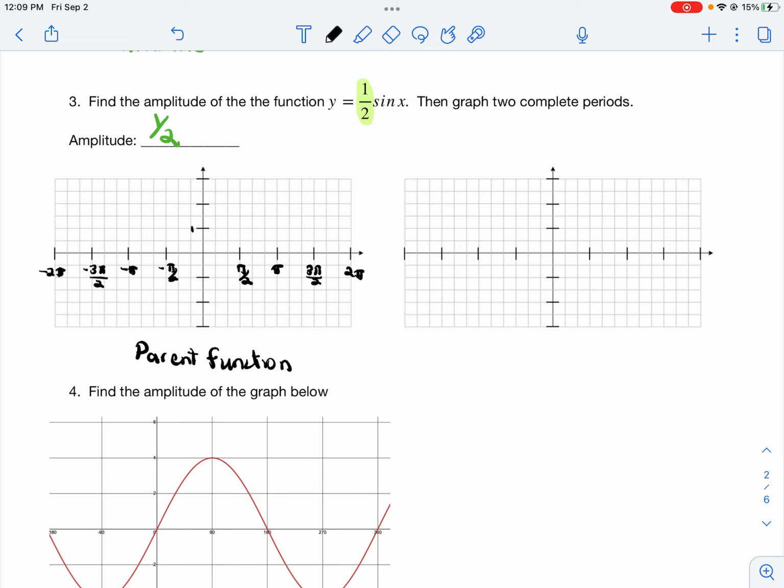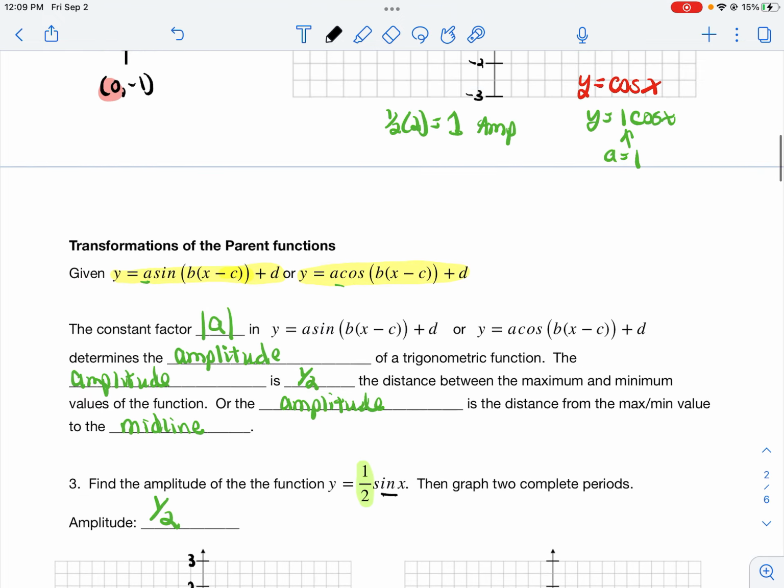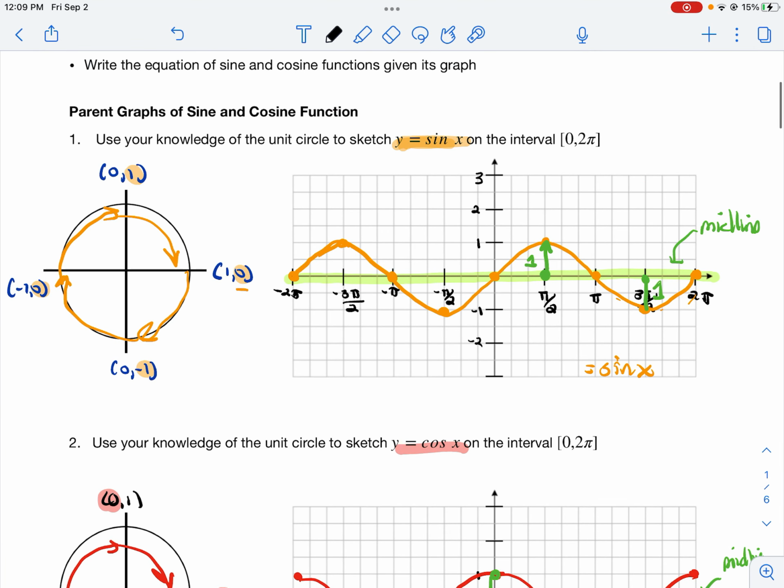And I'm going to count by 1. Okay, and then this is the sine function. Here's a way for you to memorize this. Sine starts on the midline, is above the midline, on the midline, below the midline, on the midline. On, above, on, below, on. Remember that pattern. On, above, on, below, on. That's for the sine function.